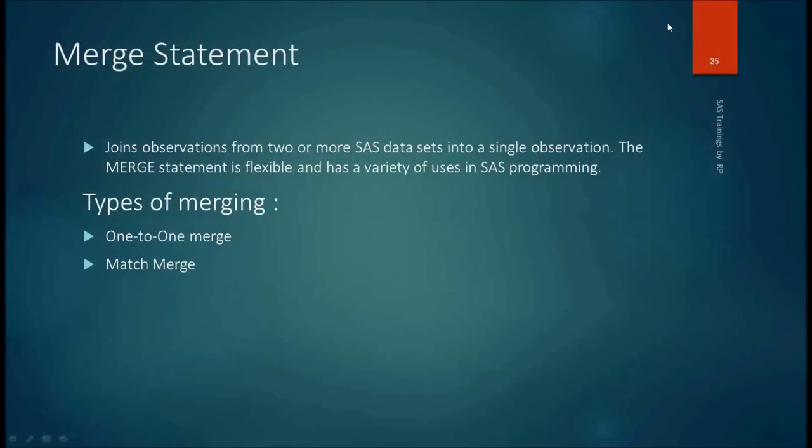Merge statement. It joins observations from 2 or more SAS datasets into a single observation, which means you can create a dataset from many datasets. So you can join more than one dataset together and you'll get information from different sources. There are 2 types of merging, one-to-one merge and match merge.